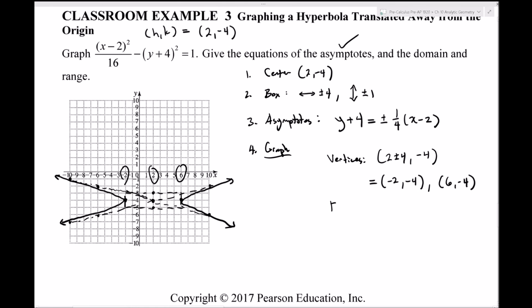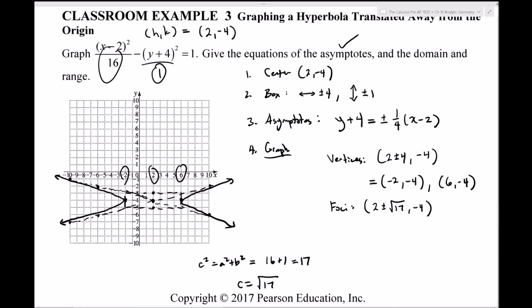What about the foci? Foci might not be so easy. There's an equation for the foci: c squared is equal to a squared plus b squared. So that is 16 plus 1, or 17, so c is equal to the square root of 17. Where'd I get 16 and 1? From here, there's a 1 down here. The foci are along the horizontal axis as well. The center is 2, so it's 2 plus or minus square root of 17, -4. Because that's square root of 17, I can't combine it with that 2. So those are the vertices and the foci.